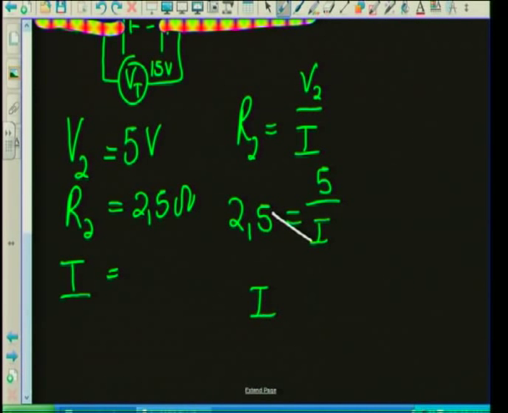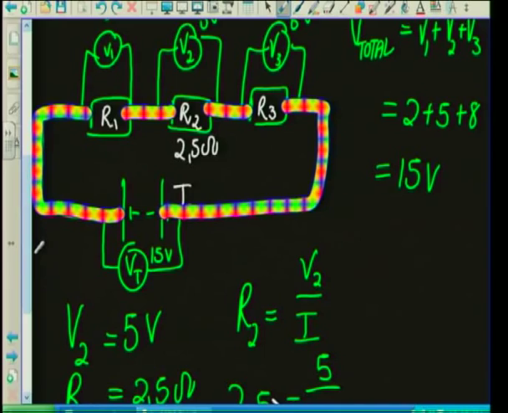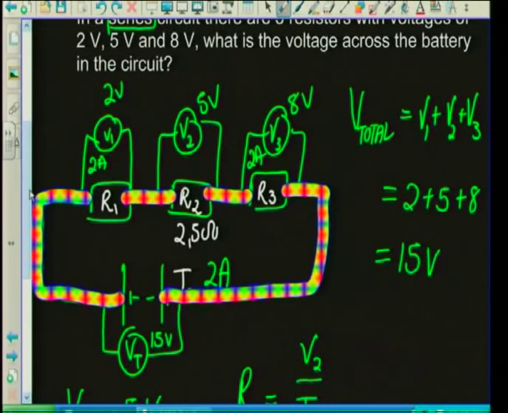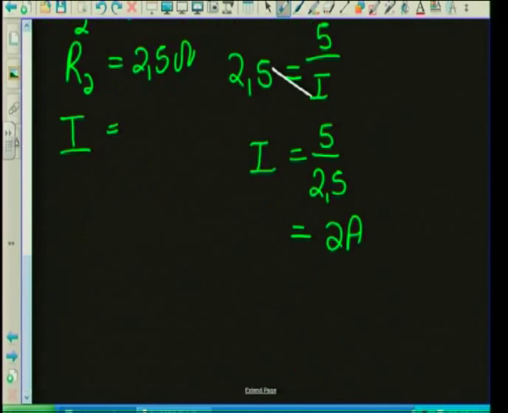So I is 5 divided by 2.5, 2 amps. My current through the circuit is 2 amps. Now all I needed was the 2.5 ohms, because this means that there's 2 amps going through R1 and 2 amps going through R2. Well, I can now calculate R1 and R3. I know voltage and I know current. And my diagram is getting messier and messier as we go along.